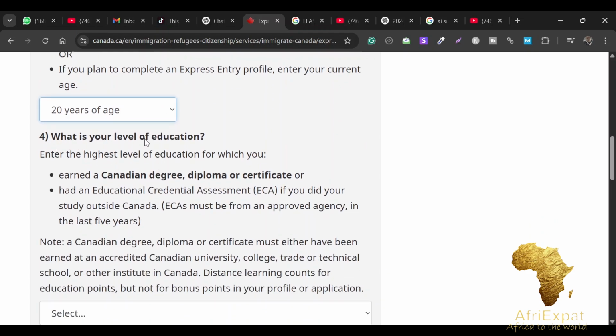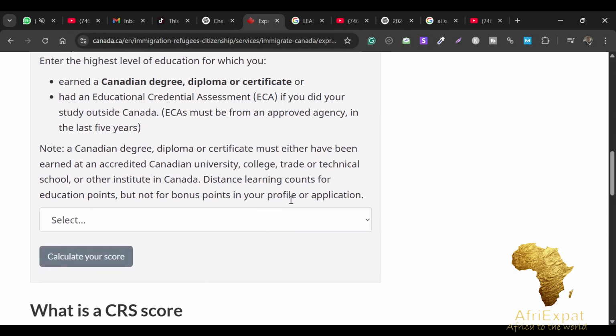The next question is, what is your level of education? Under this question, you choose your highest level of education. If, for example, you have a master's, you choose master's, and ignore the BSc that you had before the master's. And if you have a PhD degree, you use your PhD and ignore the master's. In other words, always go for the highest level of education that you have. So let me select. Here, I have a master's. As you can see, there are different options.